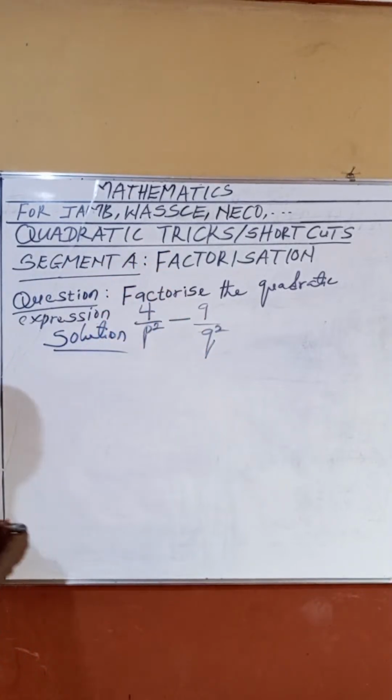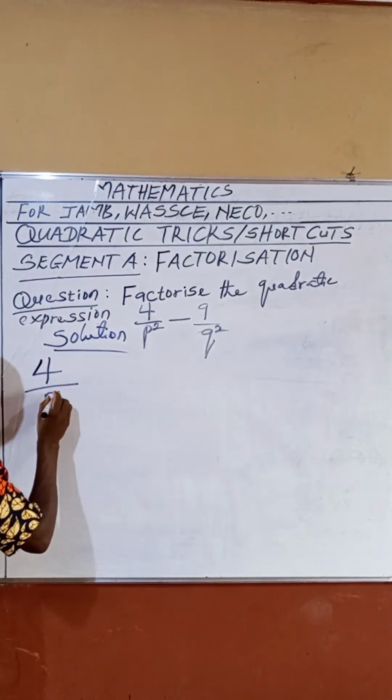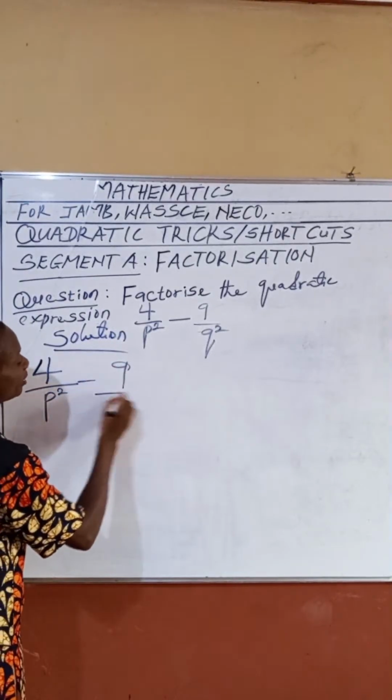Is 9. So we are going to come here and write 4 divided by p squared minus 9 divided by q squared. Okay, this is 2 squared, so we're going to have 2 squared here divided by this p squared, then minus, this is 9. 9 will be 3 squared divided by q squared. This is what we are going to have.